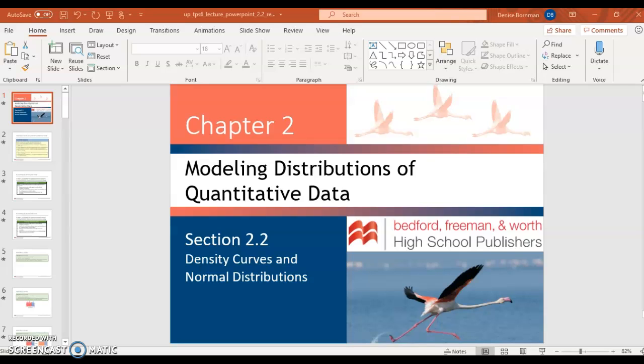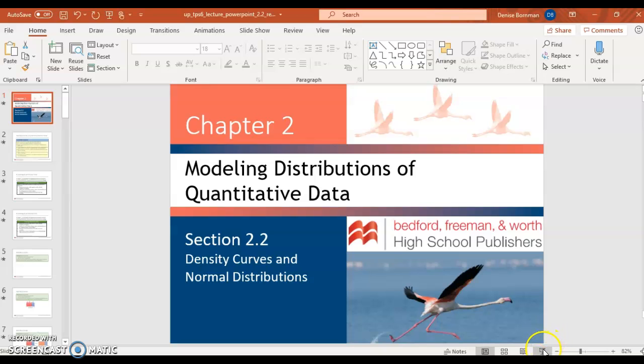Hi, this recording will be the beginning of the 2.2 notes on density curves and normal distributions. Today's first lesson focus will be on density curves and empirical rule for normal distributions. You won't need a calculator for today, but you will in the next lesson.